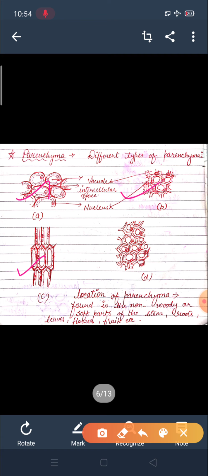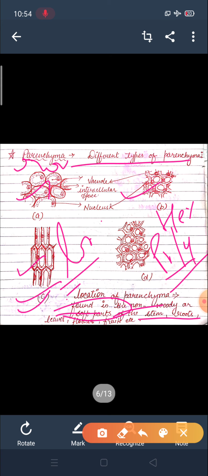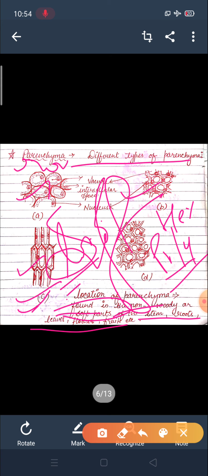So let's move to the next, that is the structure of the parenchyma. First type, second, they are round and oval shape, they are hexagonal shape, they are longitudinal, and they are polygonal shape. What is the location of the parenchymatous tissue? They are found in the non-woody or soft part of the stem, roots, leaves, flowers and fruits, etc. Soft part of the plant.